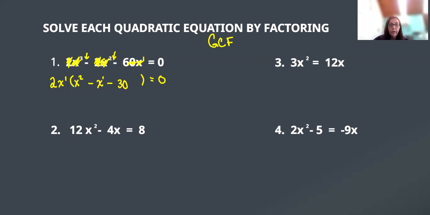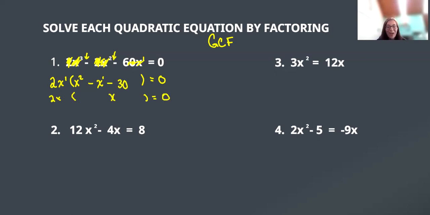So I've got 2x. I've got a trinomial that I'm factoring. So we'll put my 2 sets of parentheses here. Now, all these problems are going to be factorable in some way. You will come across problems you can't factor, and that's when we get into the quadratic formula and graphing.